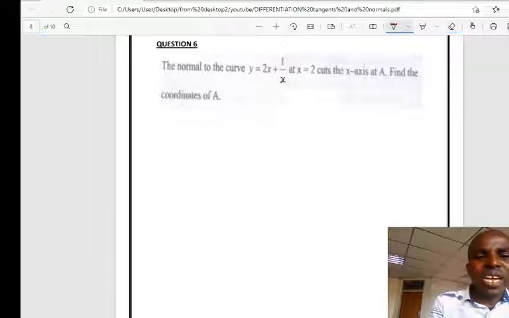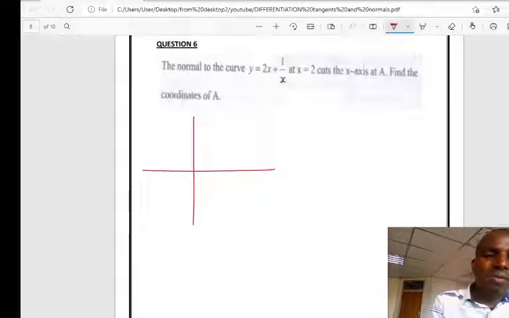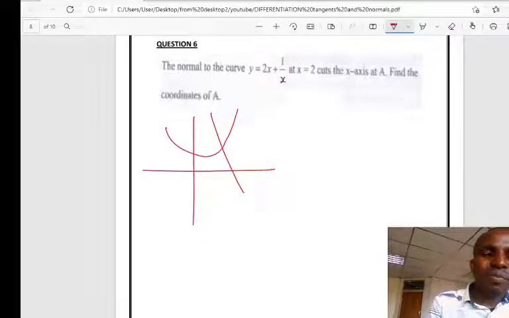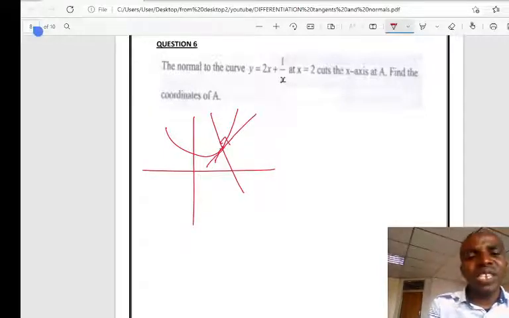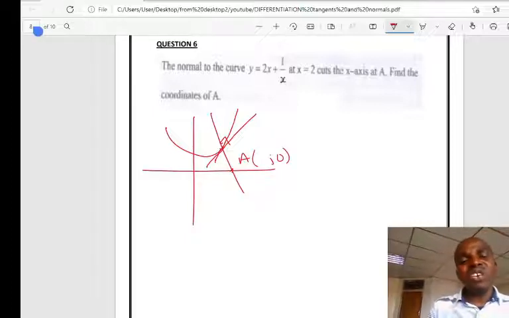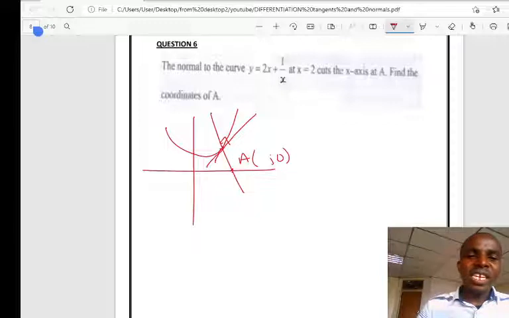If I draw my x-axis here, then I can draw a normal here. So this one can be a normal, and this one can be my curve. There's a tangent here, and the normal is at 90 degrees to the tangent. So this one is the point A. It cuts the x-axis at point A, so obviously y is 0. But what is x? You have to find the coordinates of the point, the value of x.